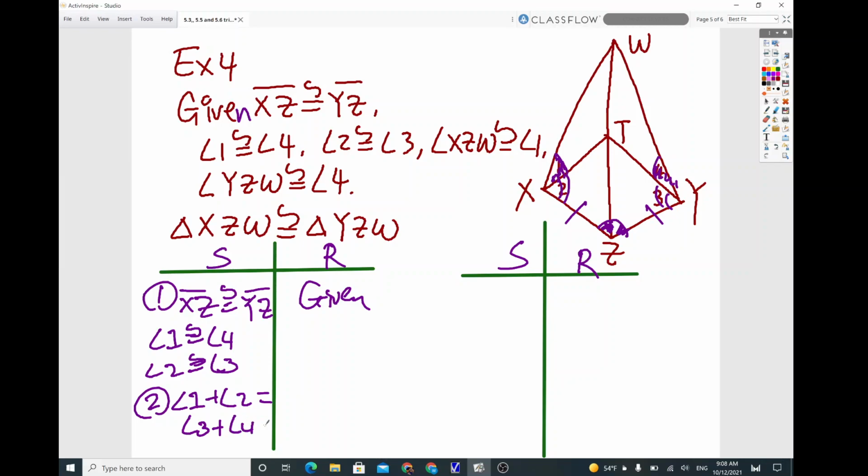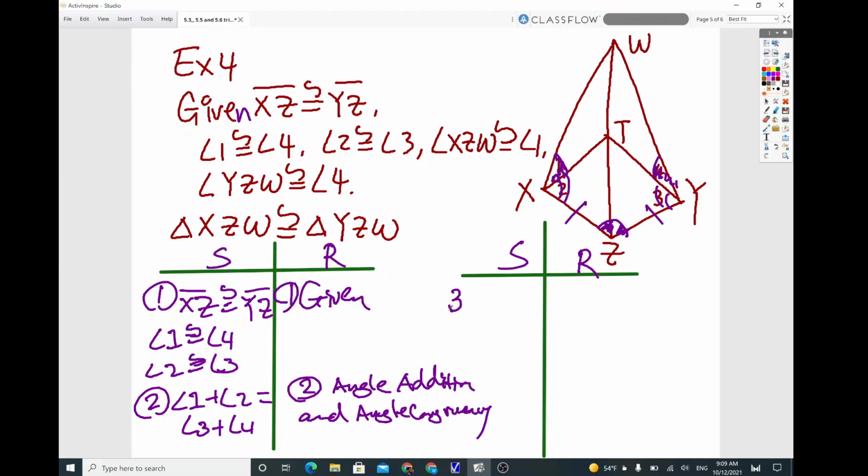And the reason for this one, well, there are two things involved. Obviously it's the angle addition postulate, and also it's the angle congruency. So let's put in angle addition postulate and also angle congruency, because once you combine them, those two angles have to be the exact same measure as well.